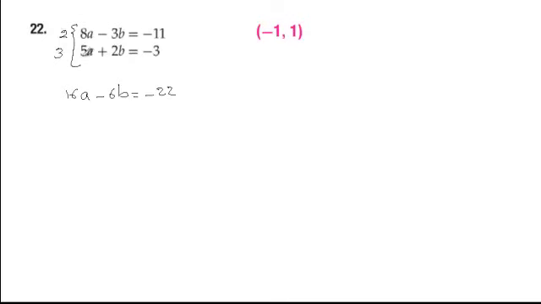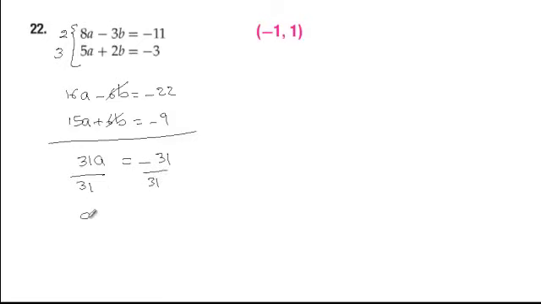Now, for here, 3 times 5a, you get 15a, 3 times 2b, which is 6b, and 3 by minus 3, you get minus 9. And then after that, when you add them together, this would be cancelled. 16a plus 15a, you get 31a, equals minus 22 and minus 9, you get also minus 31. Wow, that's nice. Divide by 31, divide by 31, you get a is equal to minus 1, which is here. So that's a, so that's correct.